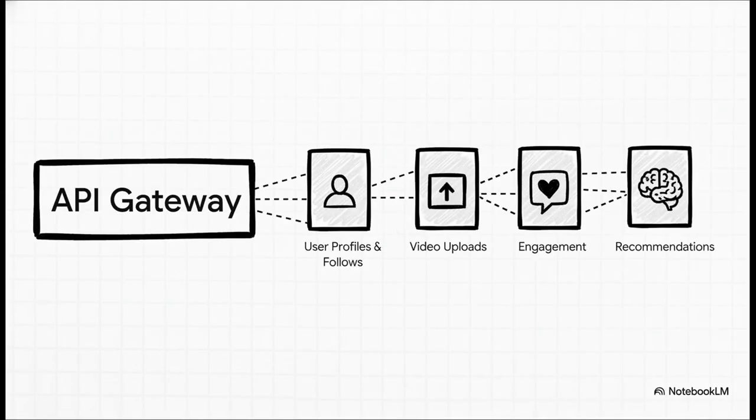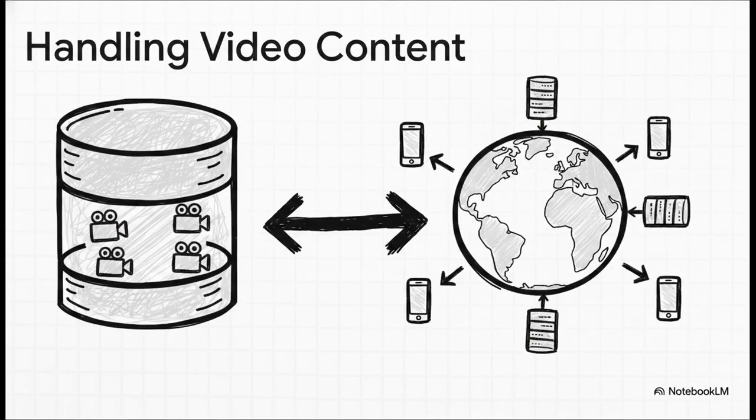And behind that front door, it's not just one giant computer trying to do everything at once. No way. It's a whole team of specialists, or what engineers call microservices. You've got a service that only handles user profiles and follows, another one that's a pro at video uploads, one just for likes and comments, and of course, the big one for recommendations. This is such a smart way to build things, because it lets the whole system stay organized and scale up piece by piece.